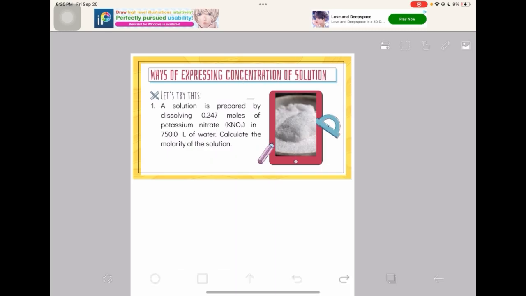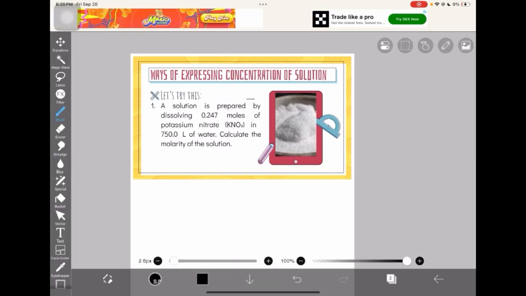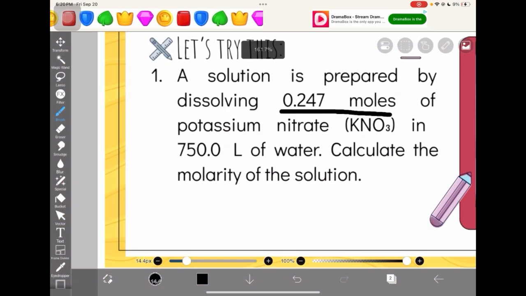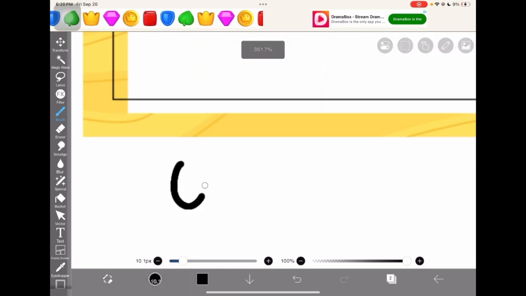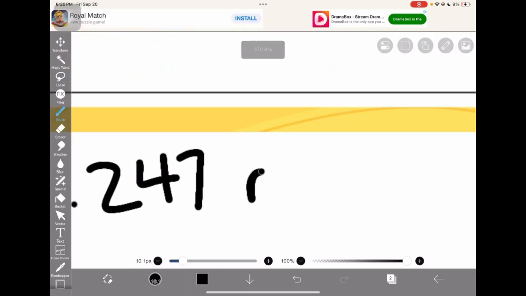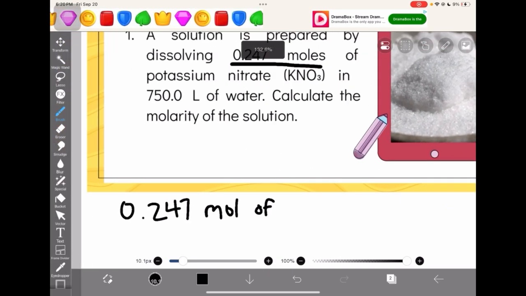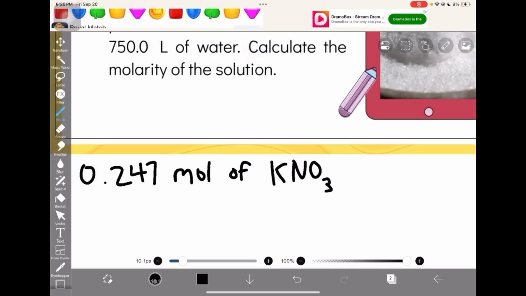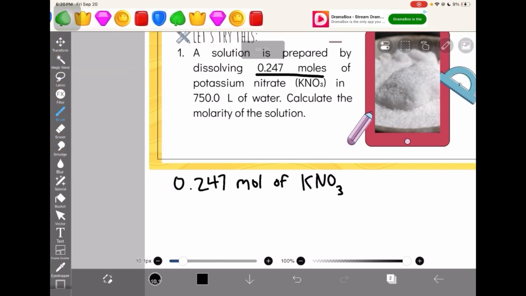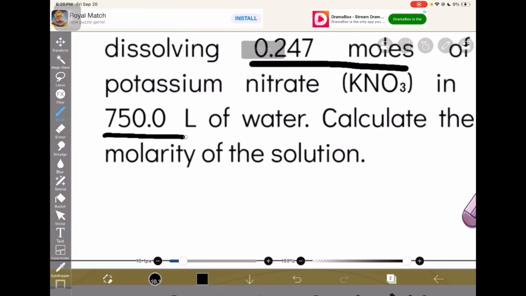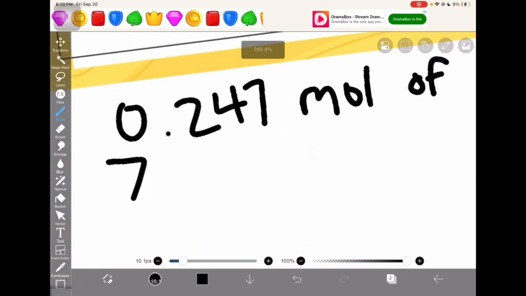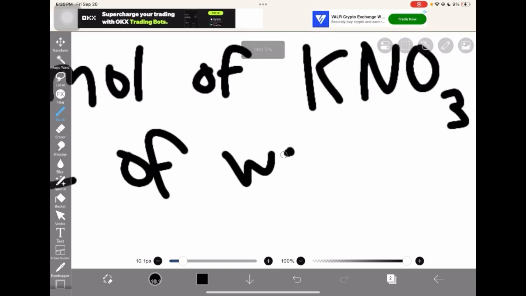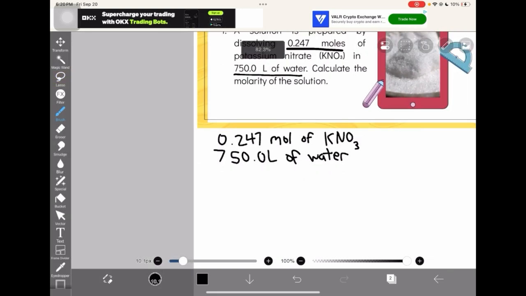So we know that we have to write the given first, as always. We're given 0.247 moles of potassium nitrate. So let's just write that down. I'm gonna be using the shortened version, but that's the same. You just need the number. And then we have 750 liters of water. So these are our 2 given for today and for this problem, and we're gonna have to find the molarity.